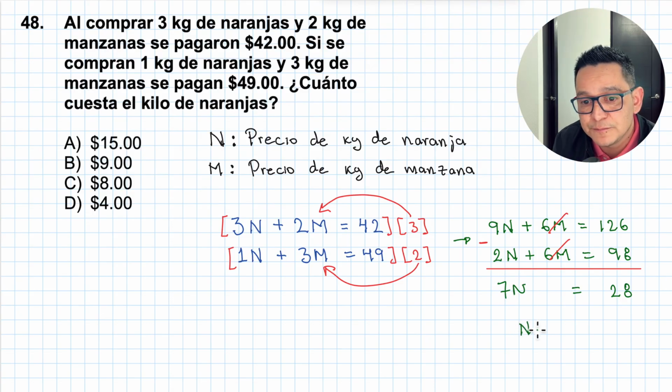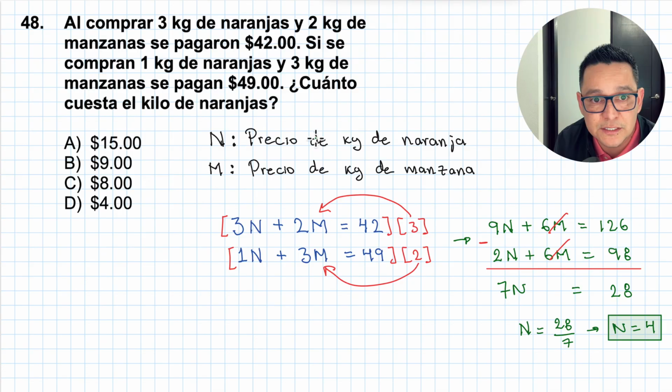So this n is going to be equal to what? Well, to 28. And we're going to divide by 7. From here we get that n is 28 divided by 7, which is equal to 4. And what was n? It was the price per kilogram of oranges, right? So that's what I'm answering.